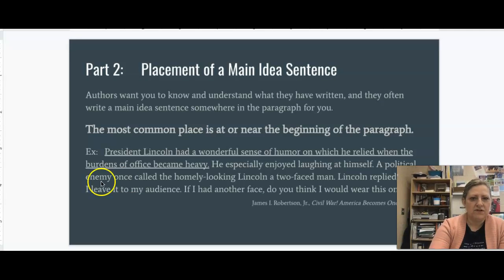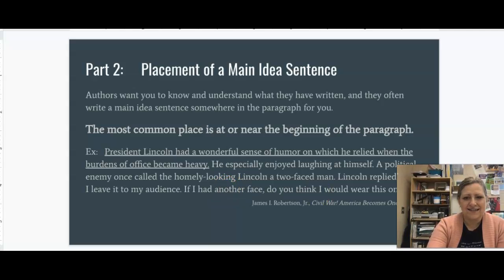All right, we're going to go to placement of the main idea sentence. Oftentimes, they'll write the main idea somewhere in the paragraph for you, and that's when you've got a direct main idea to go from. Sometimes authors aren't that straightforward, and so the most common place is going to be at the beginning or near the beginning of a paragraph.